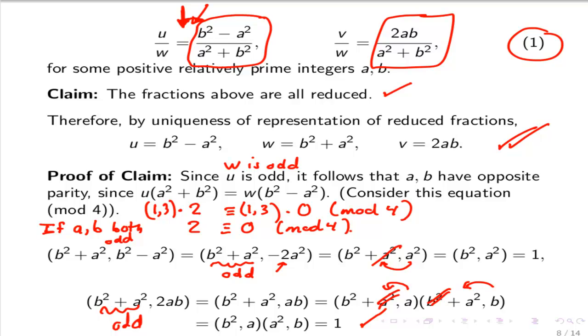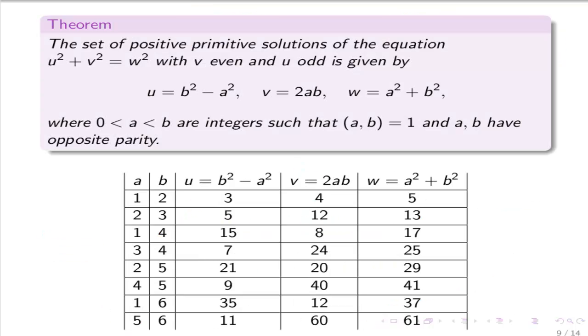So, theorem. The set of positive primitive solutions of the Pythagorean equation u squared plus v squared equals w squared, with v even and u odd, is given by u equals b squared minus a squared, v equals 2 times ab, w equals a squared plus b squared, where a is less than b in the positive integers, a and b are relatively prime, and a and b have opposite parity. And then you can just enumerate all such possibilities.